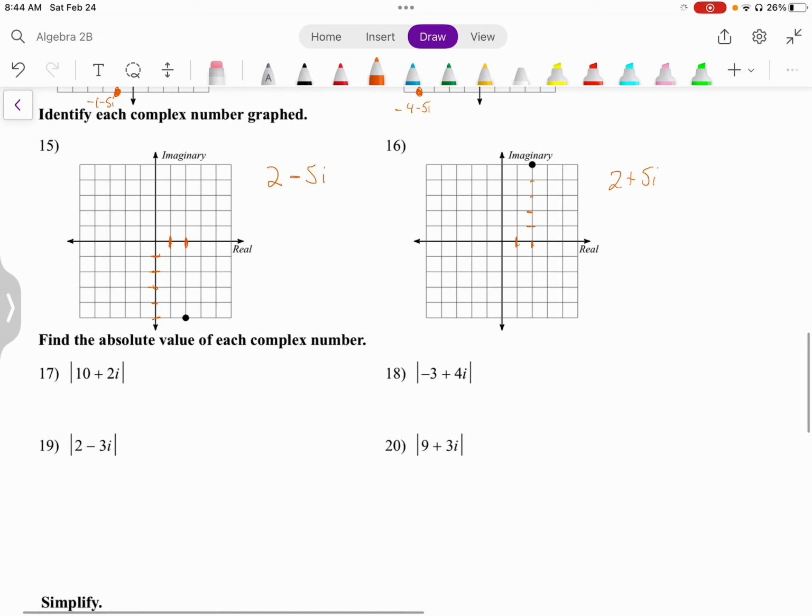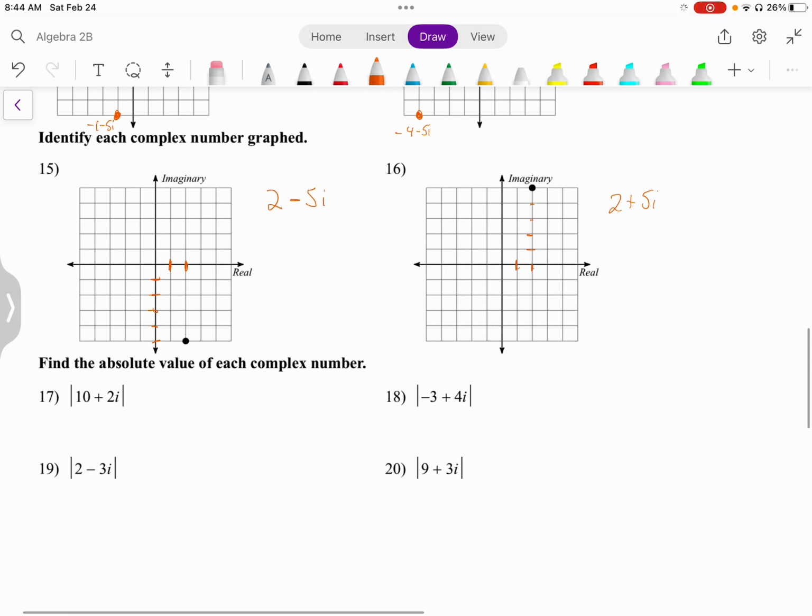All right, for 17 through 20, we learned, so we could graph them and we drew a right triangle and used Pythagorean theorem, but then we learned if we have the absolute value of any complex number, it equals the square root of a squared plus b squared. This seems like a very straightforward formula, and it is.